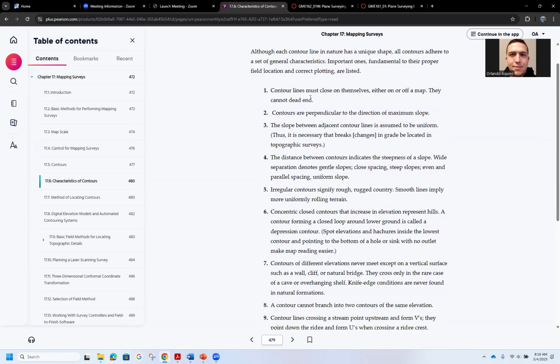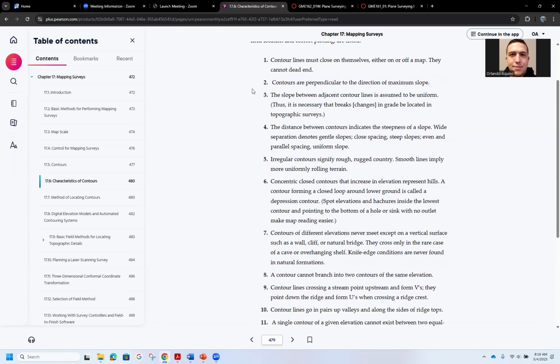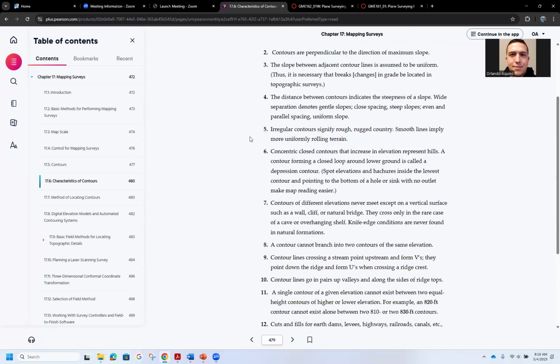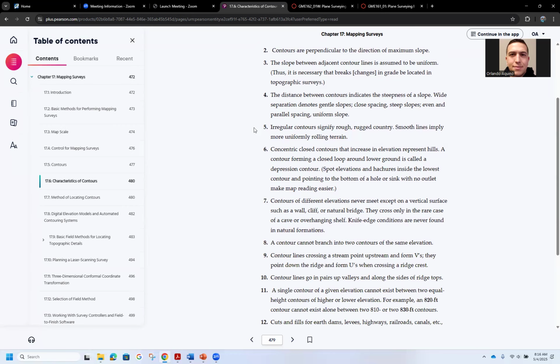So contour lines must close on themselves, either on or off a map. They cannot dead end. Contours are perpendicular to the direction of maximum slope. The slope between adjacent contours is assumed to be uniform. Thus, it is necessary that breaks, like grade break lines, be located in a topographic survey. The distance between contours indicates the steepness of slope, right? Wide denotes gentle, close spacing is steep, even and parallel spacing, uniform slope.